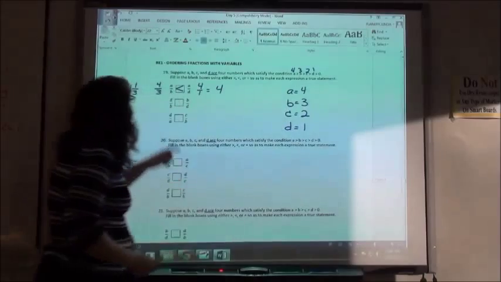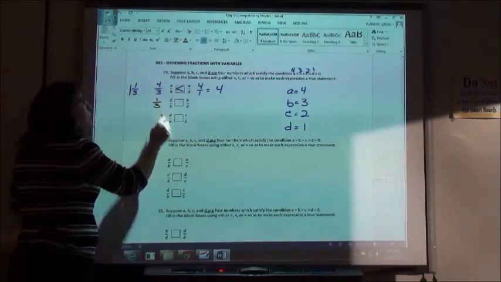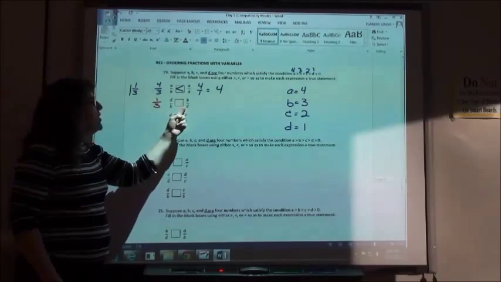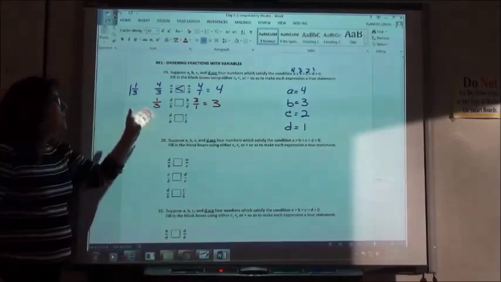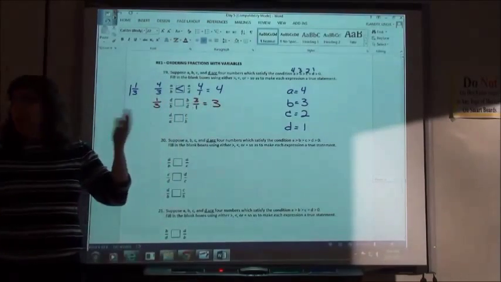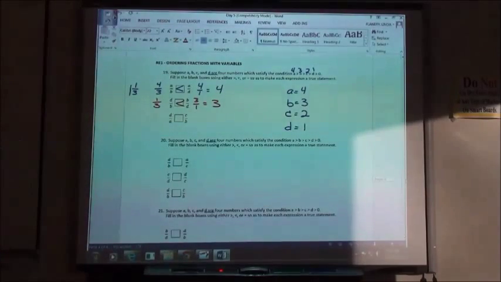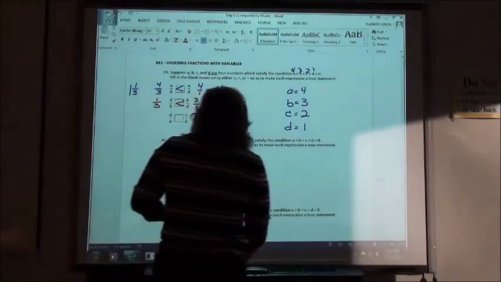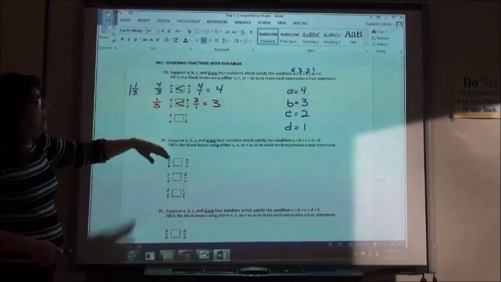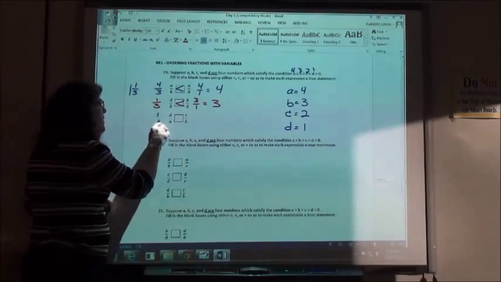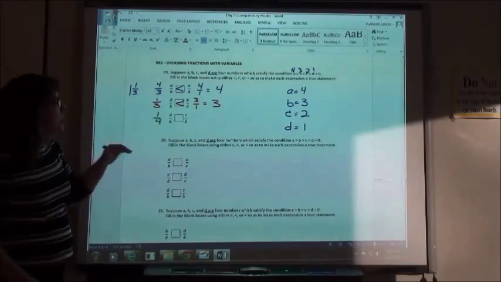On the second one, D over B would be 1/3. B over D would be 3 over 1, which is 3. Again, comparing 1/3 to 3, well, that's now pretty easy to do. We know 1/3 is less than 3. The next one, D over A would be 1/4. C over B would be 2/3.